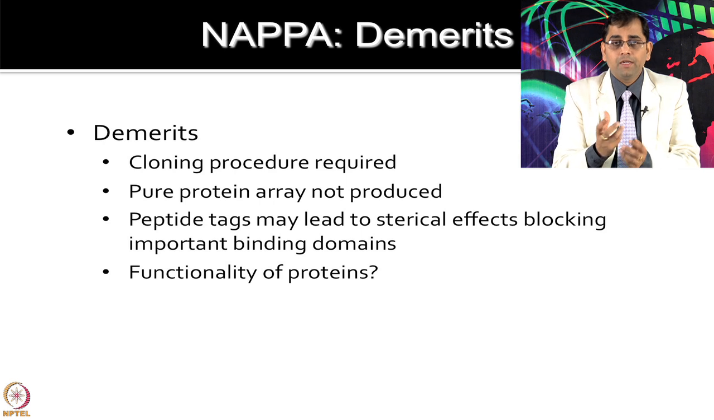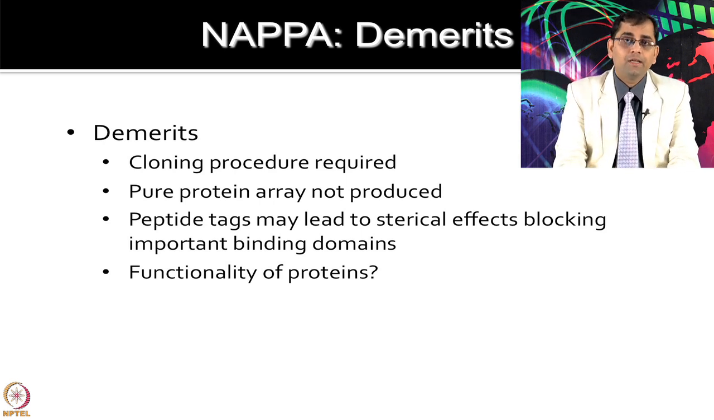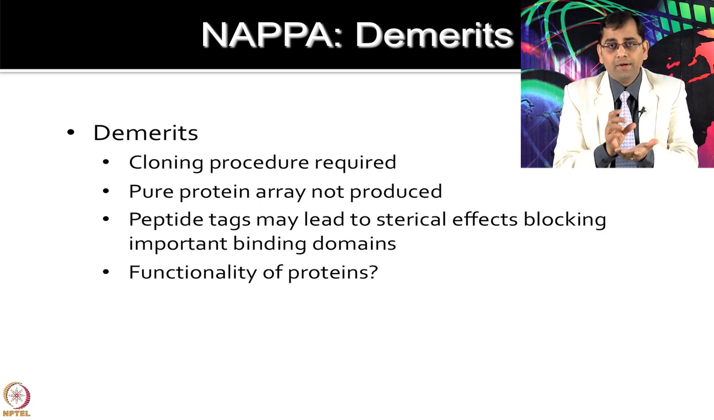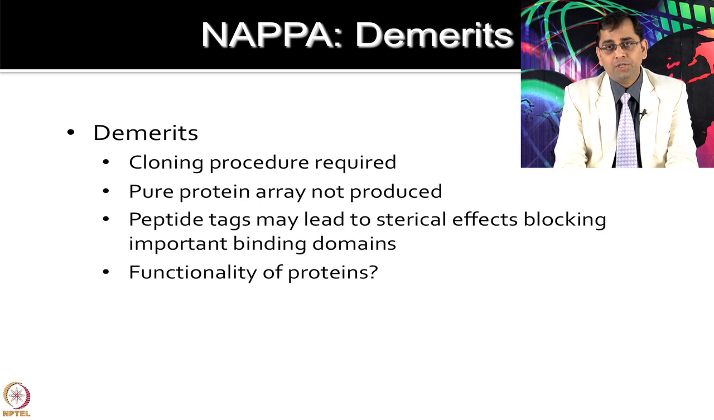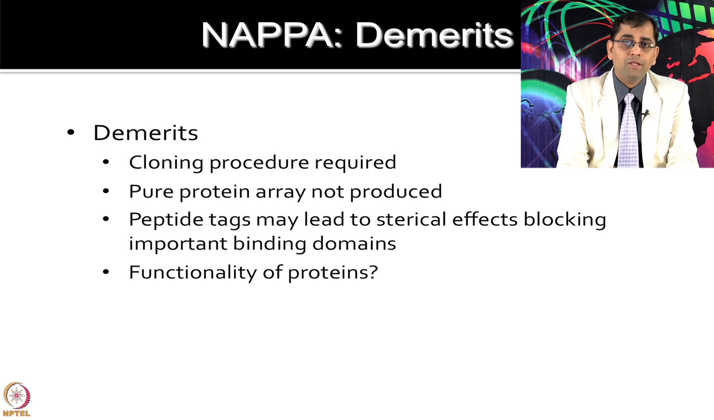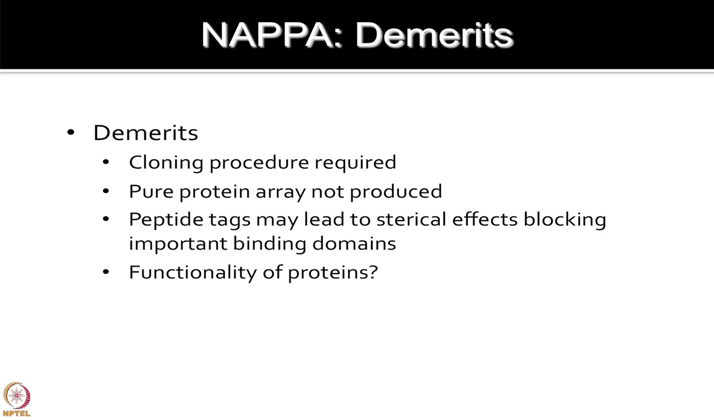Even if protein is produced, it is not going to be a pure protein array, because if you just purify the protein and print it on the chip, that is different from this case, when you already have DNA and the protein is produced. So, you will have other material which may give some non-specific signal as well. Although there are experiments which have shown that only the protein is showing the good signal, you cannot rule out the possibility of some neighboring effect from the other things which are part of the master mix. Peptide tags, which are part of the chemistry here, may lead to steric effects and block the important binding domains.